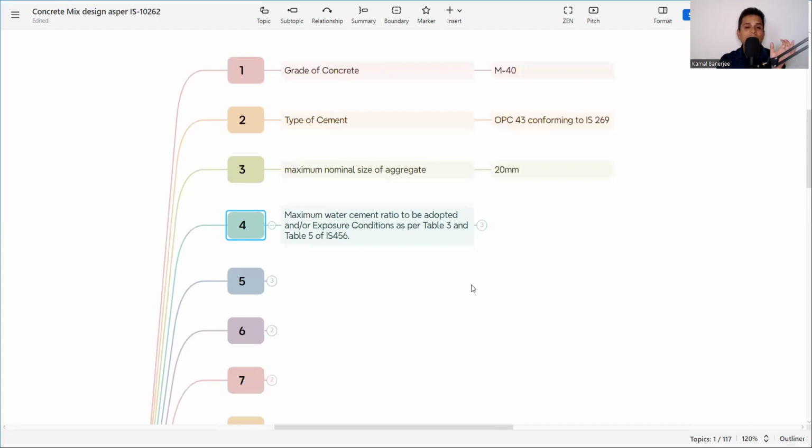So what is the maximum percentage of water मैं ऐड कर सकता हूँ? कितना मैक्सिमम वाटर हम दे सकते हैं मिक्स में? That has a code provision. If we add more, then our concrete will not get that much strength or durability. So how will we select that? Here it says as per table 3 and table 5 of IS 456.